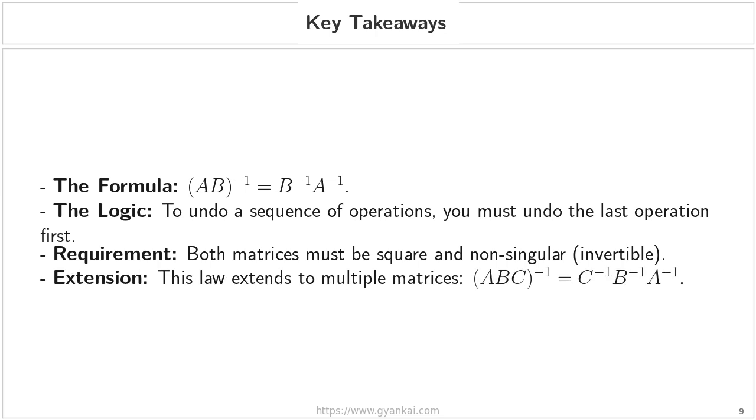Finally, it is worth noting that this principle isn't limited to just two matrices. It extends beautifully to any number of matrices. For instance, if you have a product of three matrices, A, B, and C, the inverse of that entire product would be the inverse of C times the inverse of B times the inverse of A. The pattern remains the same. Just reverse the order and apply the inverse to each.